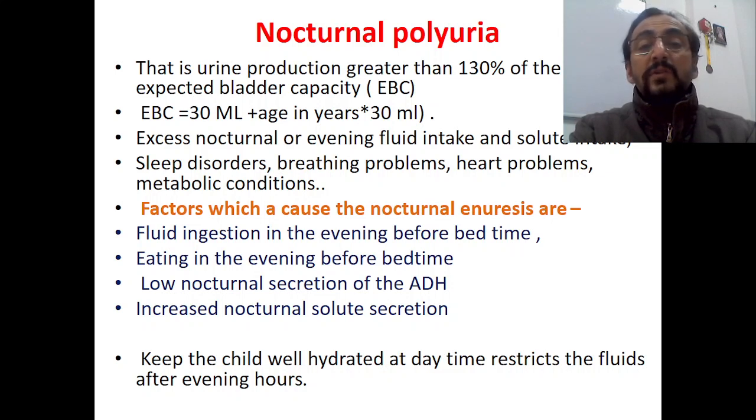Excess nocturnal or evening fluid intake and solute intake are the major causes. The child is taking fluid after 6 or 7 or 8 o'clock in the evening, or even at night hours. The child takes excess fluids, and usually passes extra nocturnal diuresis. Even sleep disorders, breathing problems, heart problems, and metabolic conditions may also contribute. Factors which cause nocturnal enuresis include nocturnal polyuria, meaning babies wetting the whole bed sheet.